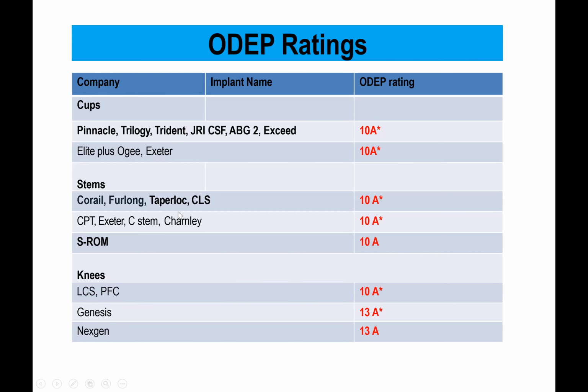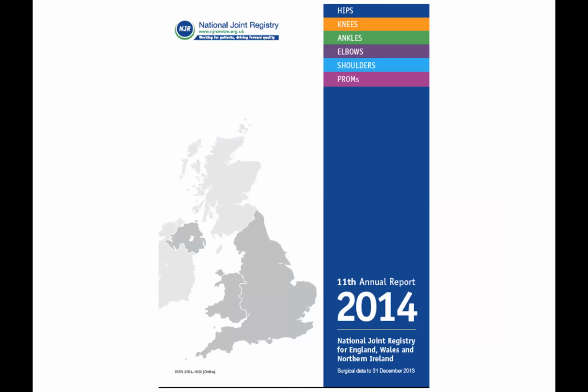If you are taking an Exeter, you have Exeter here, you have a contemporary cemented cup. Both have 10A. Sam will be talking about the knee part. So now you go to the National Joint Registry. What is the National Joint Registry?